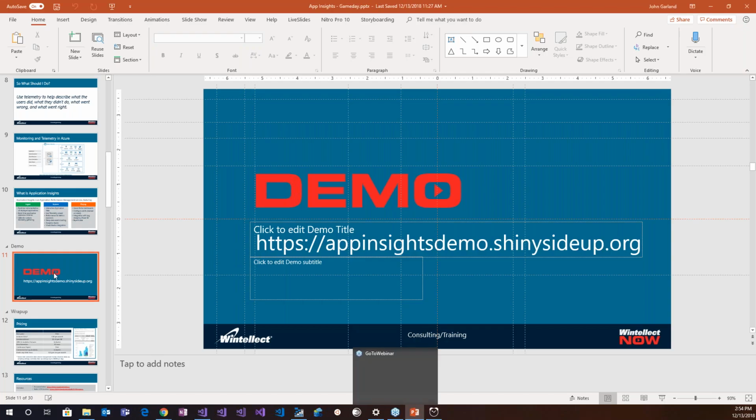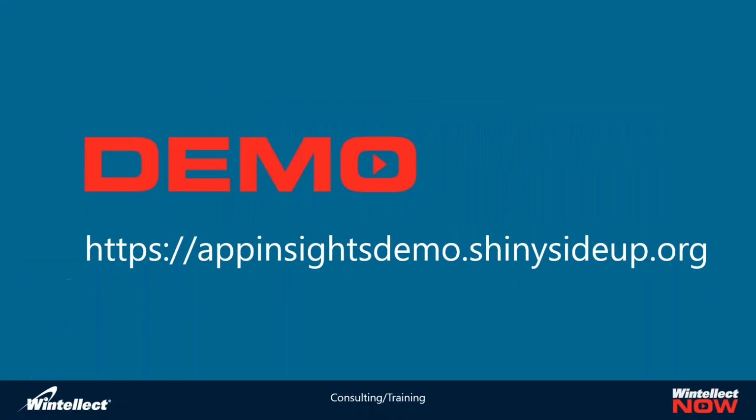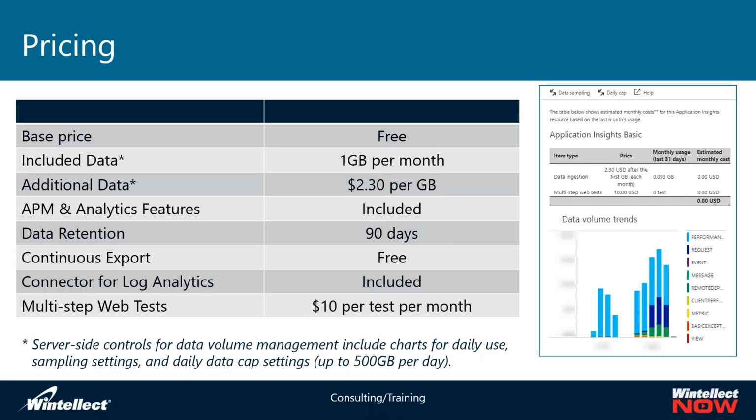Okay. Let's come back to the slides here because we're running into the end of our time together. What's the price for all of this? That all looks great, but how much is this going to cost me? The basic price for Application Insights is free, up to 1 GB of telemetry data a month. And well, how close do you get?